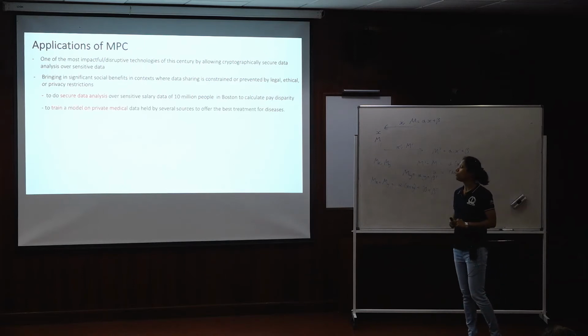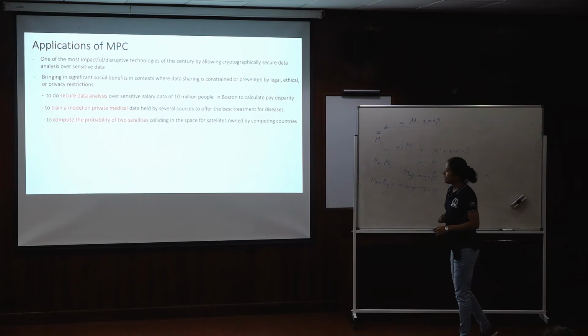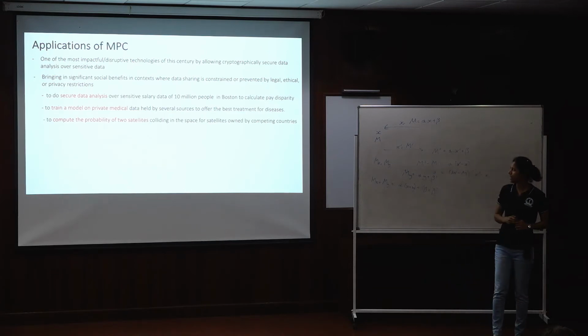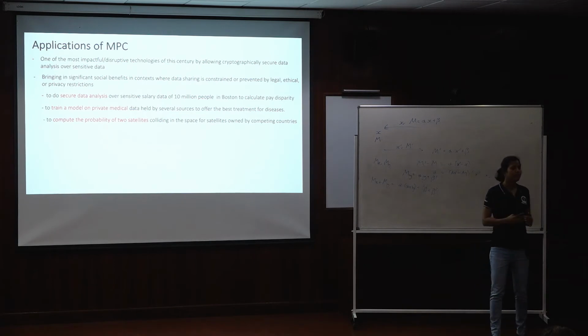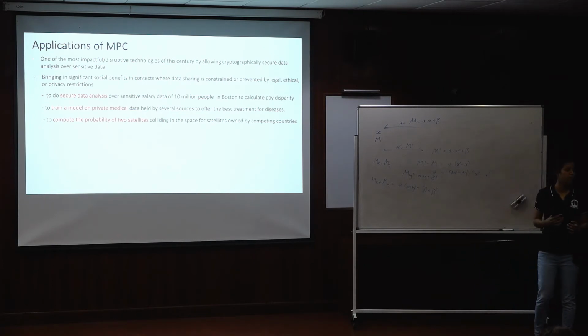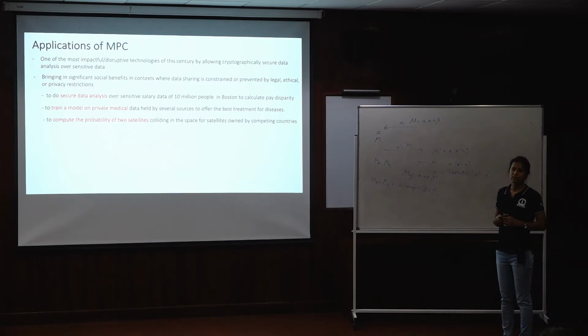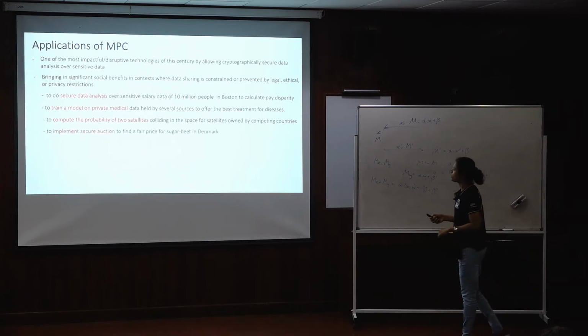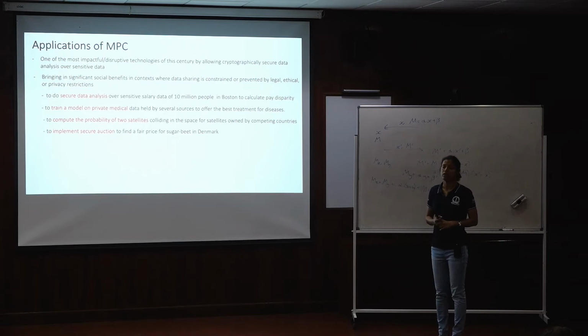Then it has been used to train a model on private medical data held by several sources to offer the best treatment for some disease. It has been used to compute the probability of two satellites colliding in space, for satellites which are owned by competing countries. There is a privacy concern: they would not like to share the orbital information of their satellites, and still they would like to jointly compute the probability of collision. Again, MPC comes in handy. Then it has been used to implement a secure auction to find out a fair price for sugar beet in Denmark.